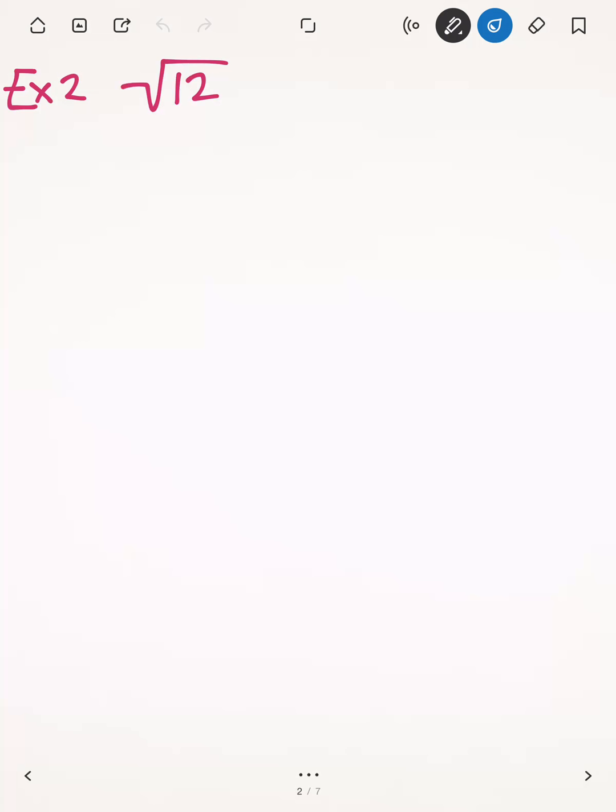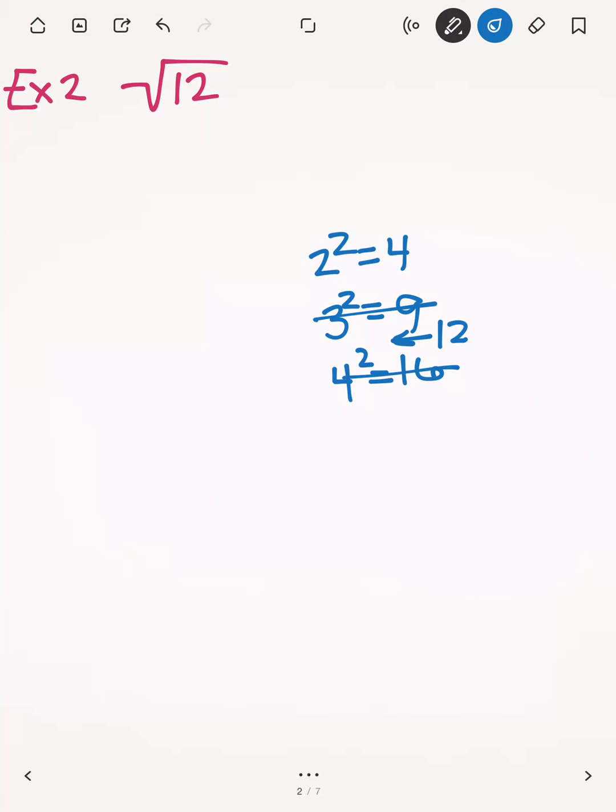Okay, moving on to the next one, I have the square root of 12, or radical 12. I do the same process. The square root of 12 falls in between 4 squared, which is 16, and 3 squared, which is 9. So 12 is right here. We start with 16. 12 divided by 16 does not go into it evenly. 12 divided by 9 does not go in evenly. So we go to 2 squared, which is 4. 4 does go into 12 evenly. 4 goes into 12 3 times, so we write 4 times 3.